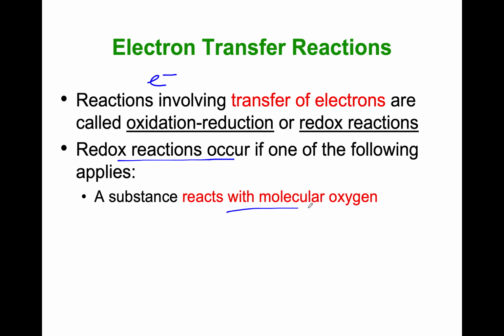A substance reacts with molecular oxygen. That's our combustion reactions. Remember, we had methane plus oxygen forms CO2 and water. So if it reacts with molecular oxygen, that's oxidation reduction. This was experiment 6 for CHEM152L. When you looked at the experiment of magnesium plus oxygen, it formed a magnesium oxide.